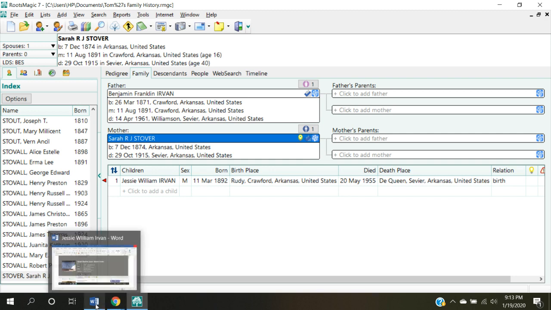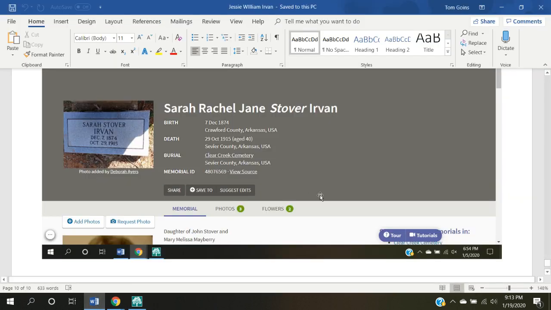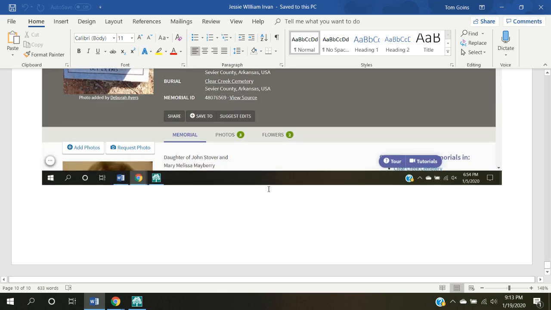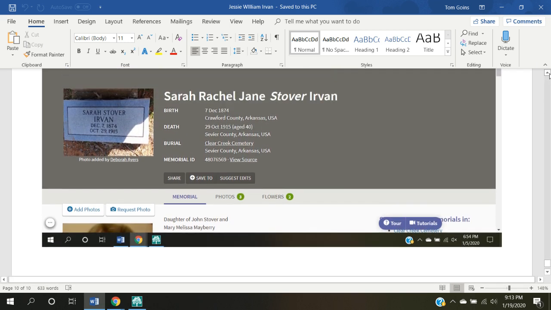I'm going to go to a document I have some information on her in. It says here at the bottom of this particular print screen that I have that her parents may be John Stover and Mary Melissa Mayberry. That's probably correct, but what do we always do? Any information we find, we want to make sure it's correct, okay?